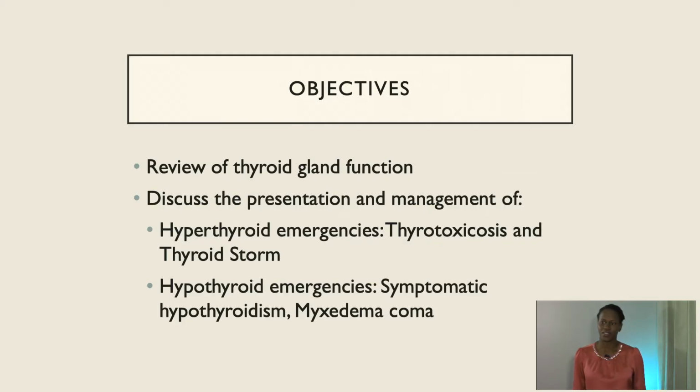All right, so the goal of this talk is we're going to do a brief review of the pathophysiology. We're not going to go into too much detail. And then we're going to touch base on the high yield topics for hyperthyroidism, which include things like thyrotoxicosis and thyroid storm. And then we're also going to talk about some of the hypothyroid emergencies that we don't want to miss in the emergency department, which include things like myxedema crisis/coma and symptomatic hypothyroidism.